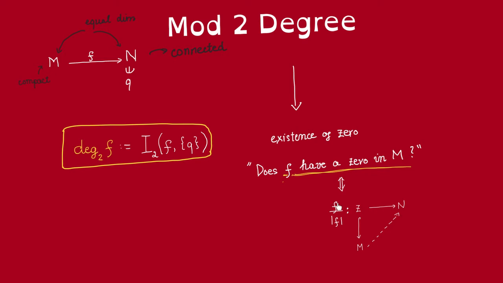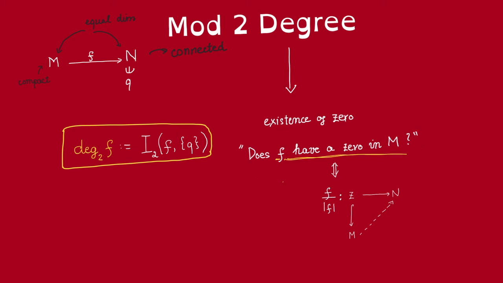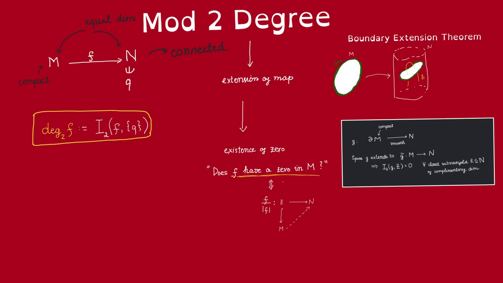Or we can put it slightly differently. If f is not constantly zero on M, then on the subset of M where f does not vanish, this quotient is actually a well-defined map. In that case, observe that f has a zero in M if and only if this map actually extends to a map on M. Thus now we have turned the question about existence of zero into a question about existence of extension of map. Now, mod 2 degree is just defined as intersection number, and we do have a theorem about intersection number and extension of map.